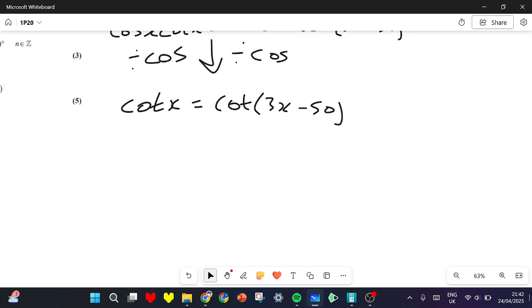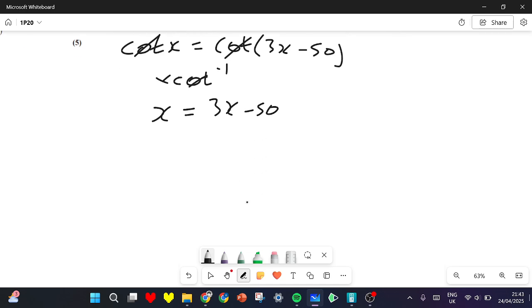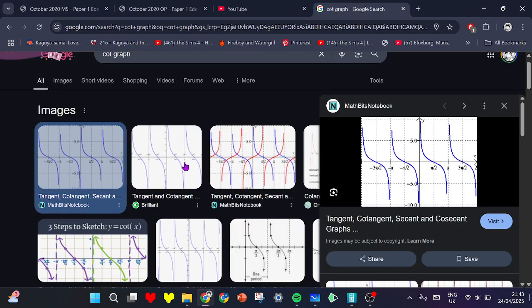And then if you go back to this, since you have cot on both sides, you can just apply the inverse of cot to both sides, which will cancel out the cots. So you would get x is equal to 3x minus 50. So you can rearrange this for x, and you would get 50 is equal to 2x, so 25 is equal to x. And then I had to check because I forgot, but the cot graph looks like this, right?